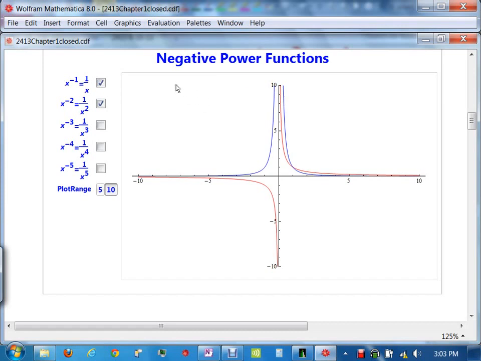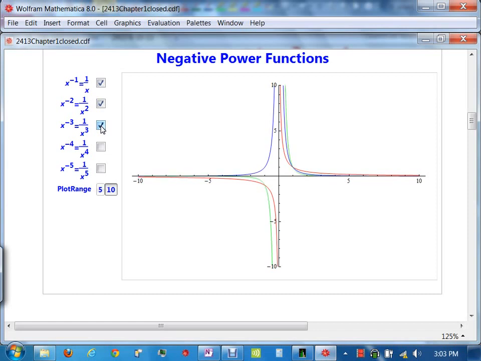What's happening at 0 for both of these functions so far? What's happening at 0? That's right. You have something, we call that a what? When a function does that at, what do we call that? You remember? Asymptote, vertical asymptote. It has a vertical asymptote at 0 because if you try plugging 0 in, it's undefined.